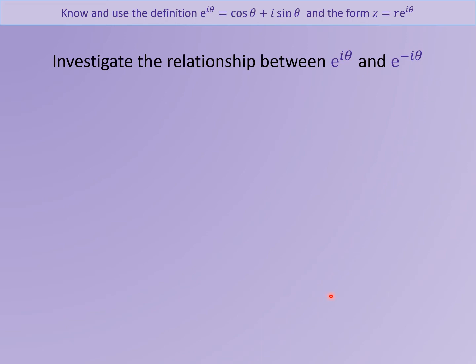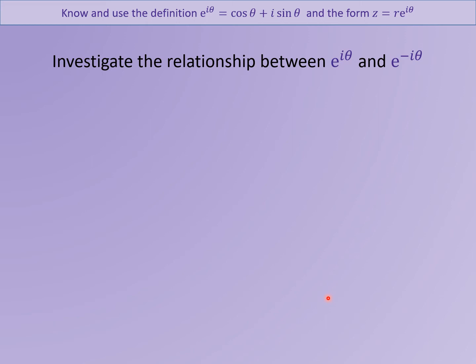What I would like you to do, just before I give you some more questions to look at, is just have a quick investigation of the relationship between e to the i theta and e to the minus i theta. So if you have a go at just writing both of those out and see what you notice.